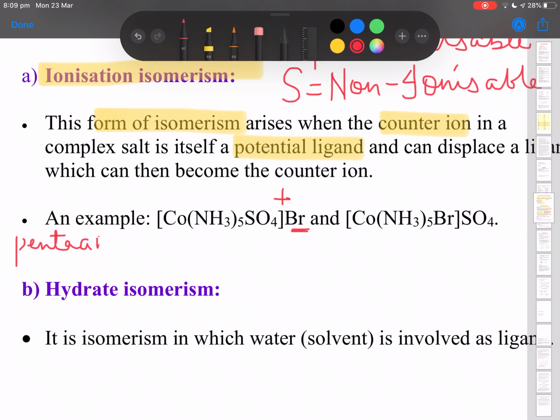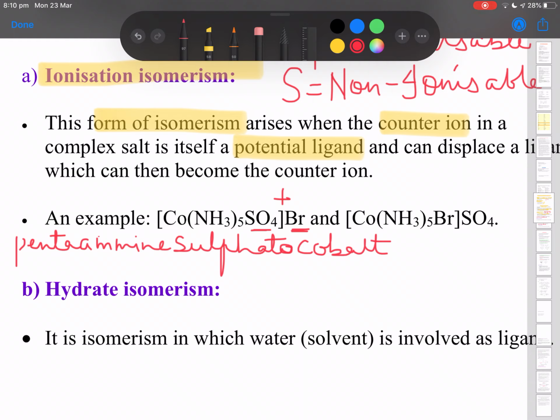Pentaammine, right? Penta because it has 5 molecules. Then this is another ligand, but it is an anion, so its name should end with O. We know it's known as sulfate in common language, so we are going to use sulfato. Then comes the name of the metal atom, that's cobalt.